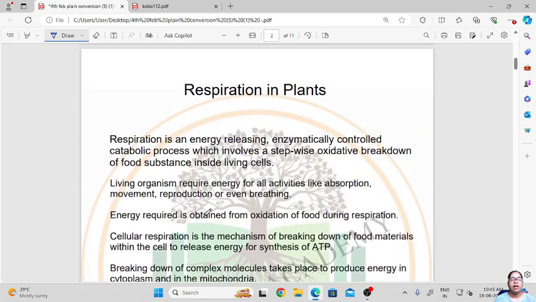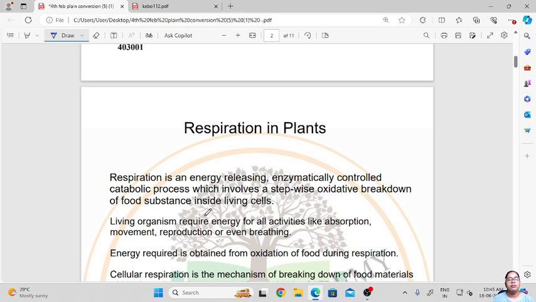So in today's class what we have learned is what respiration is, how respiration takes place in plants, and which are the 2 types of respiration processes, that is aerobic respiration and anaerobic respiration.